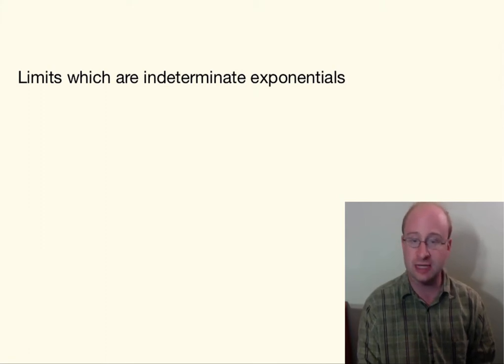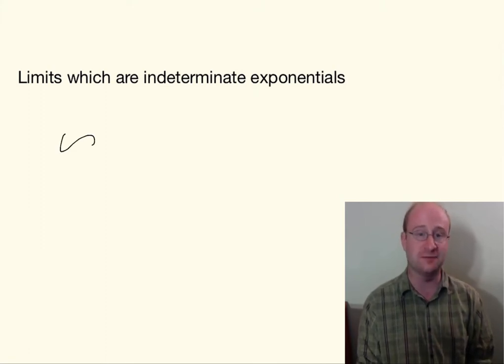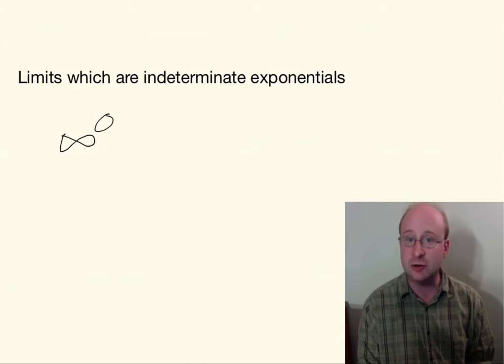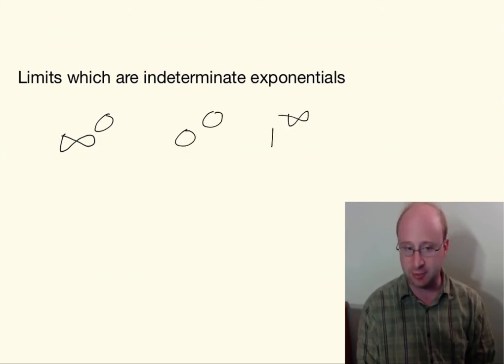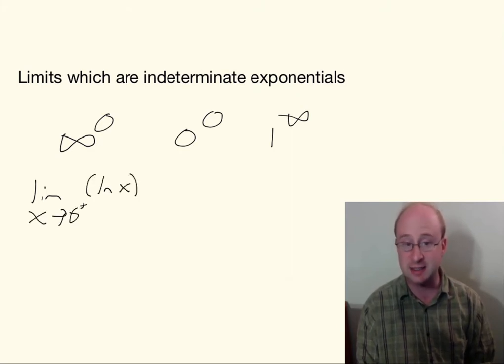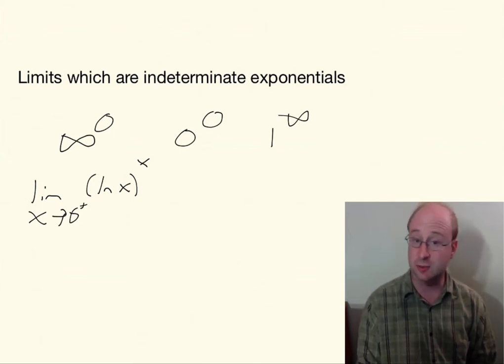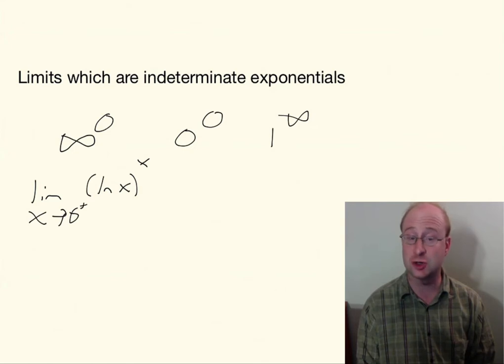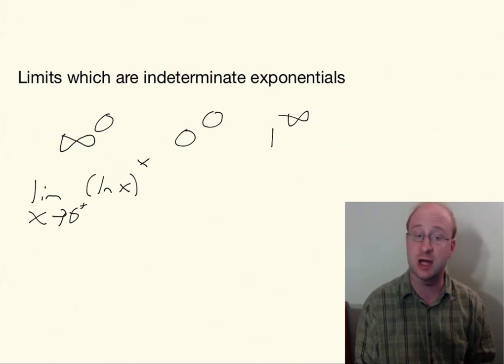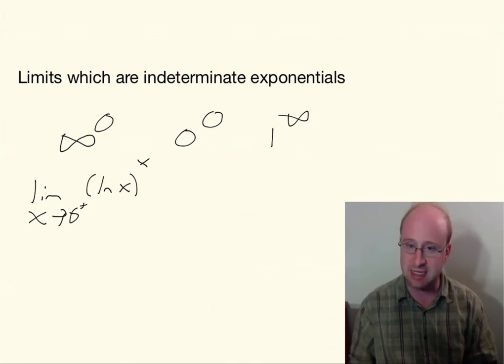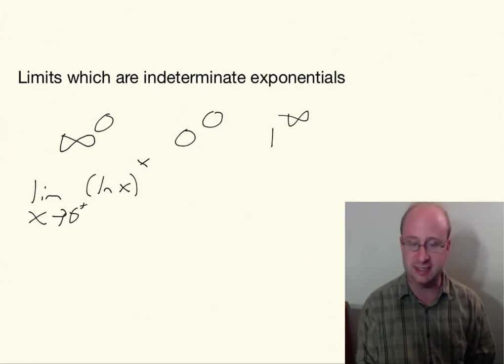As a reminder, the indeterminate exponents are infinity to the 0, 0 to the 0, and 1 to the infinity. For example, the limit as x goes to 0 of log x to the x. That's log x going to negative infinity and x going to 0. This is a reminder that when we talk about indeterminate forms, we don't distinguish positive and negative infinity. When we say indeterminate form of type infinity to the 0, negative infinity still counts.